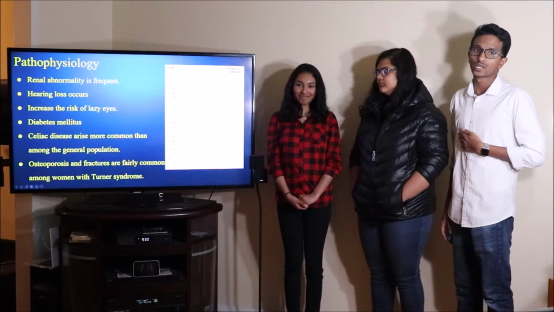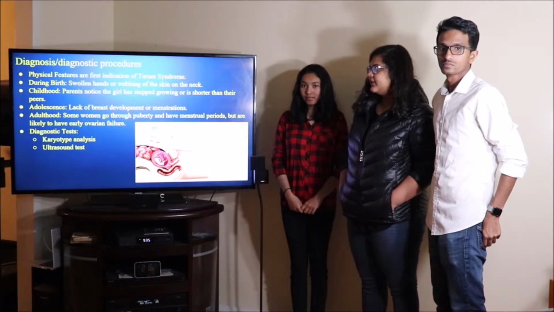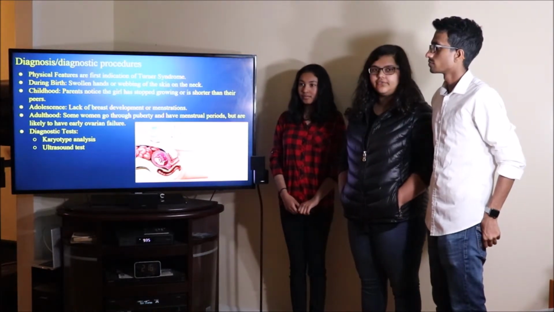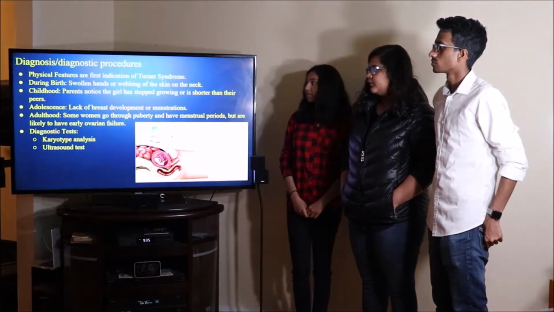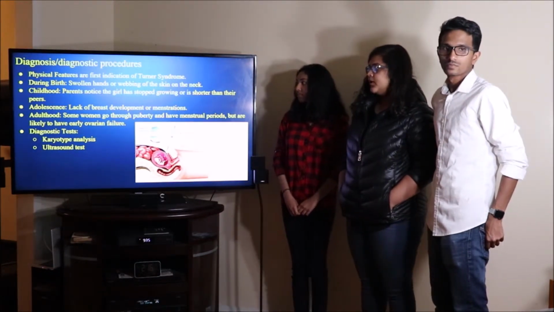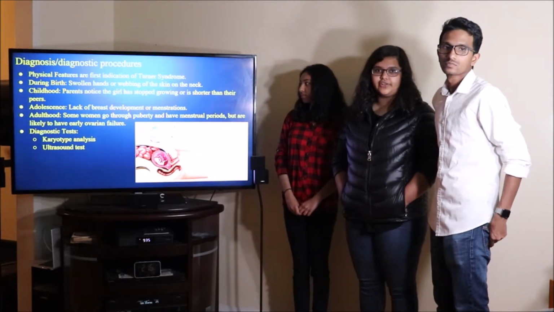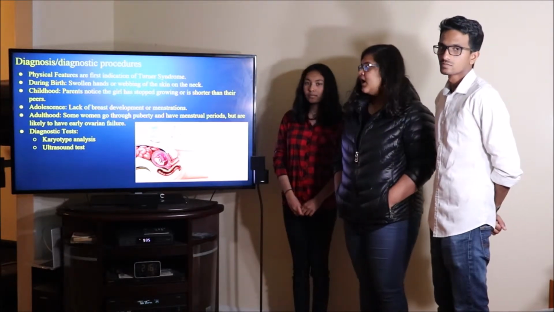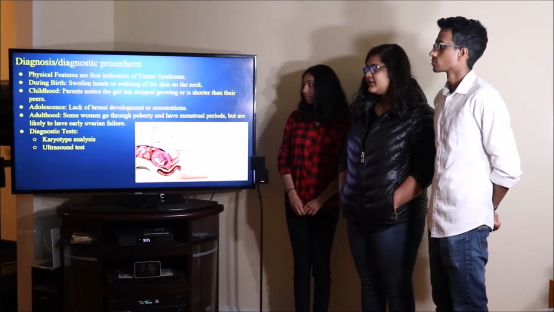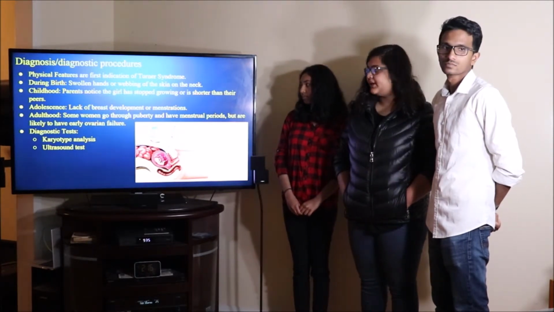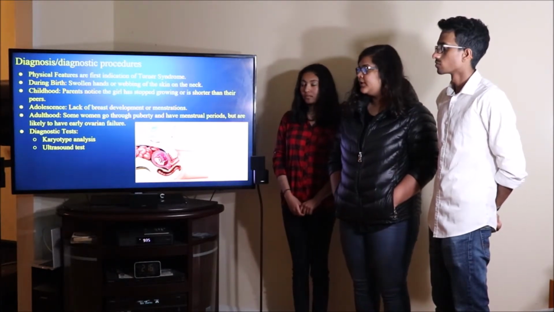Now we're going to talk about diagnosis and diagnostic procedures. Physical features are the first indication of Turner syndrome. During birth, there are swollen hands or webbing of the skin on the neck. During childhood, parents notice that the girl has stopped growing or is shorter than her peers. During adolescence, there is a lack of breast development or menstruation. In adulthood, some women go through puberty and have menstrual periods, but they have ovarian failure.